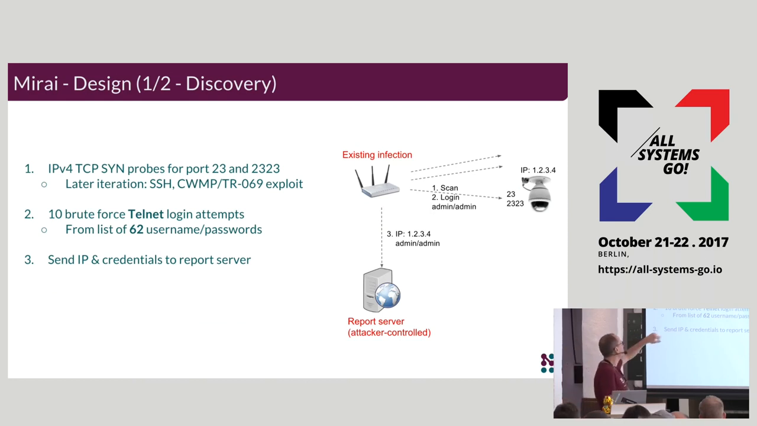So how does this system work? Initially, it connects to a straight-up telnet port. It's looking for port 23, or I guess some of the devices use port 2323. So the initial connection is just a TCP SYN scan of those two ports, looking for potentially vulnerable devices. A later iteration also used what's called CWMP. It's a device management protocol that's used in the telecom space. I don't myself know anything about it, but that was one of the later additions to this botnet.